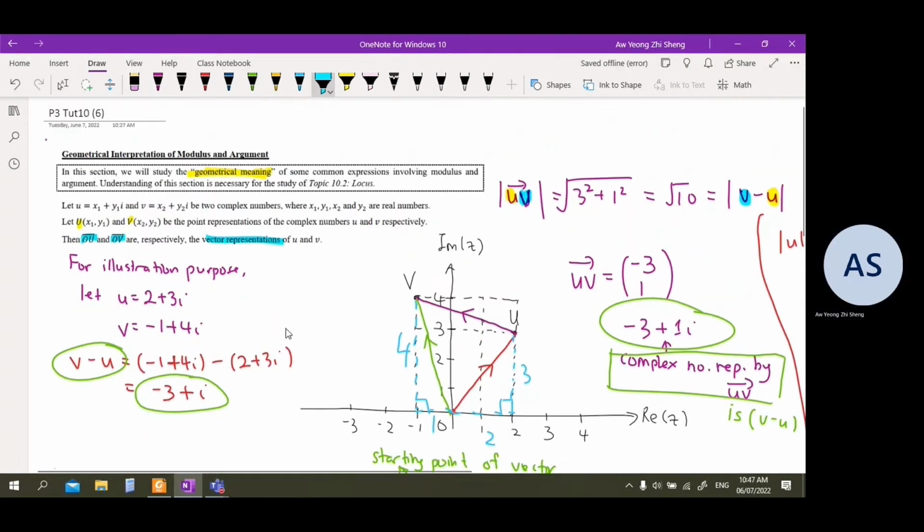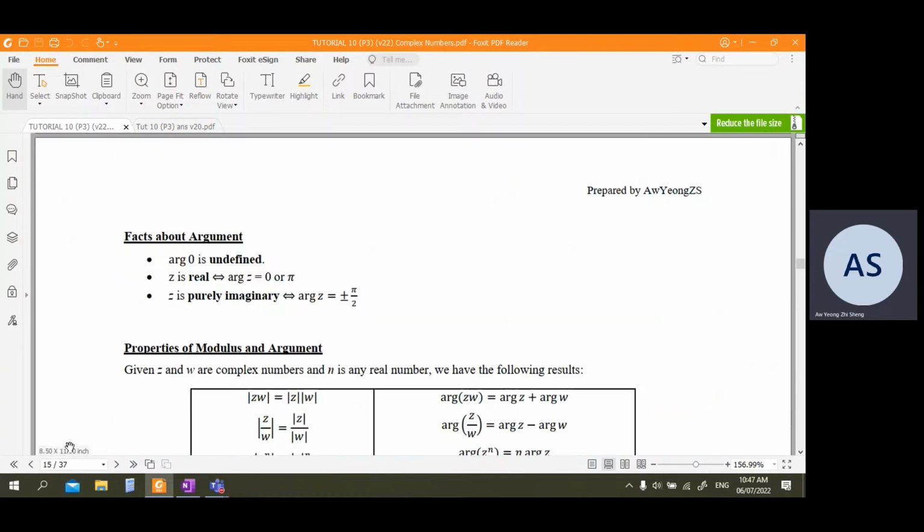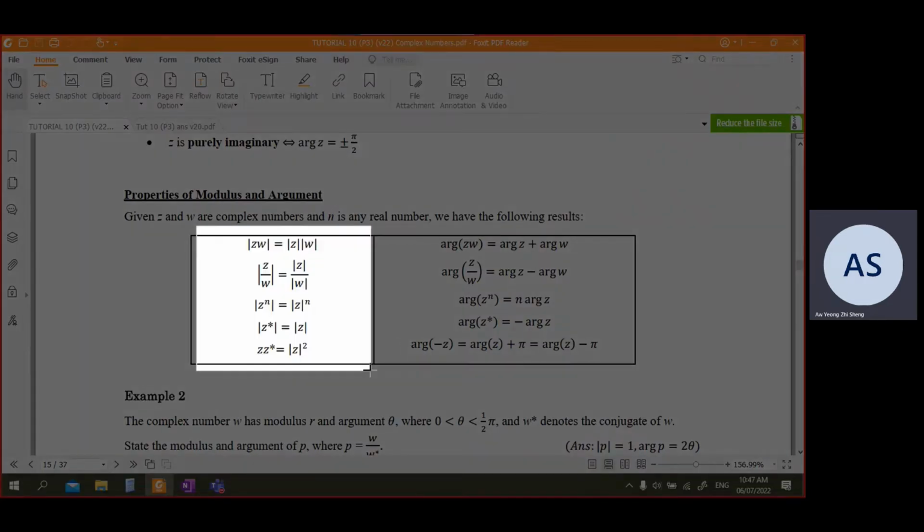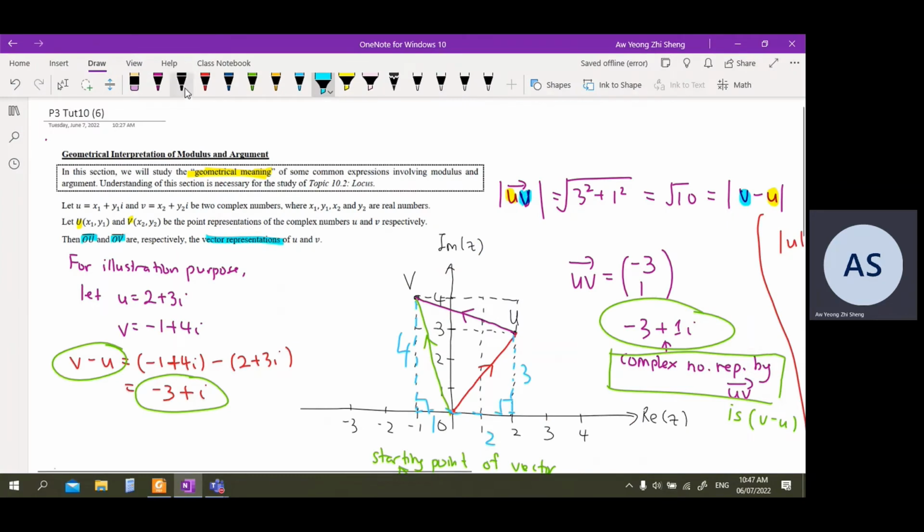Also, remember that earlier on page 15, we learned about properties of modulus and argument. If you look at the left-hand side of this table here, there is no property of modulus that tells us how to deal with modulus of v minus u. So don't create your own property here. The modulus of v minus u in general is not the same as modulus v minus modulus u. So don't simply distribute your modulus over the negative. It doesn't work that way.